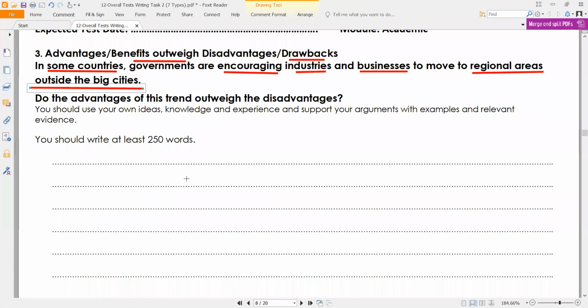So why is the government doing it? This is another key point that we need to look at if we want to understand the advantages and disadvantages. So this is a statement. Second thing is, do the advantages of this trend outweigh the disadvantages? Advantages of this trend. What trend? This one, that the government is encouraging them to move to the regional areas.